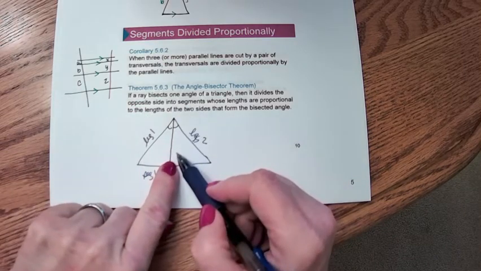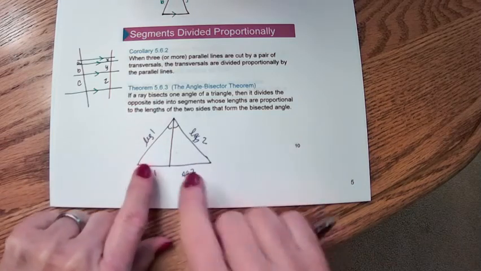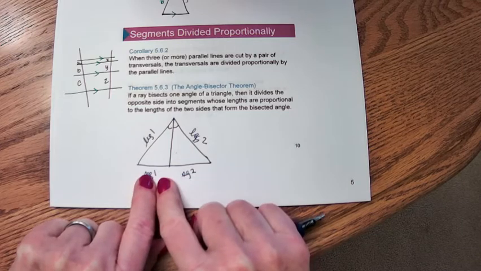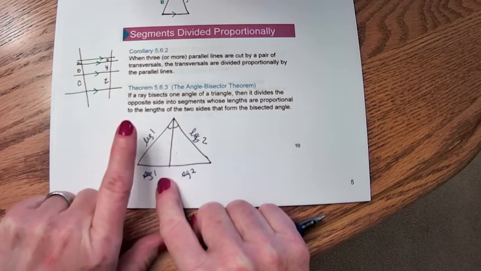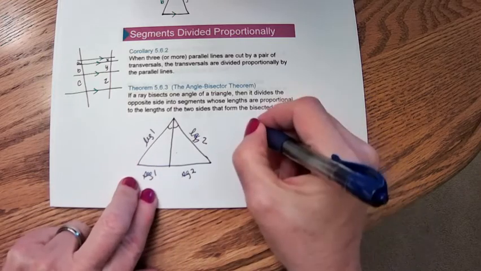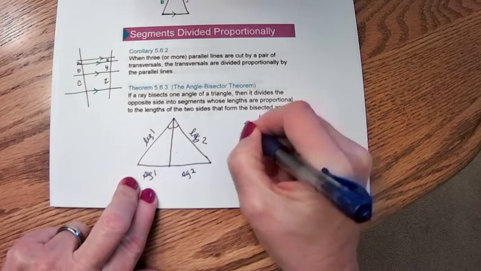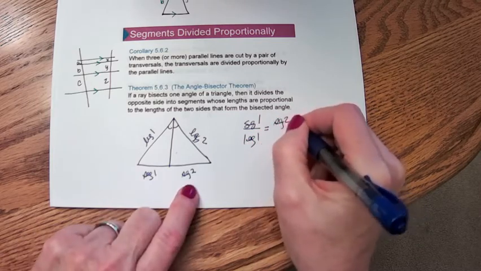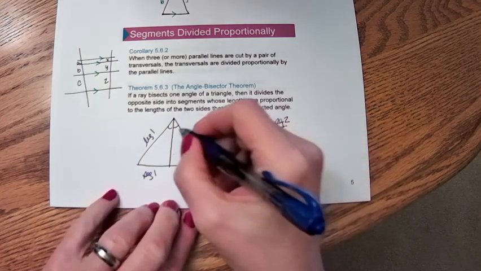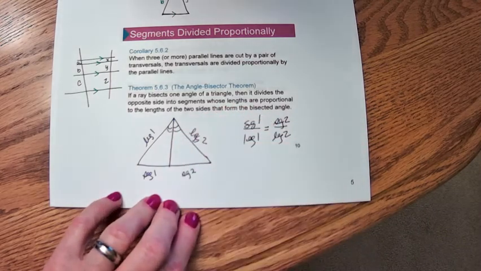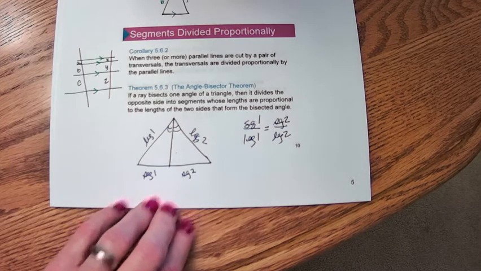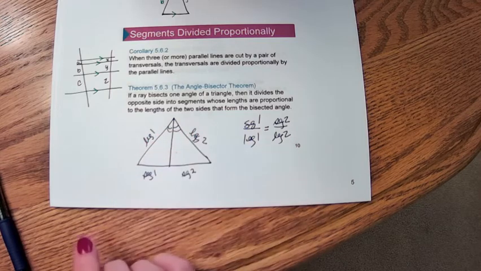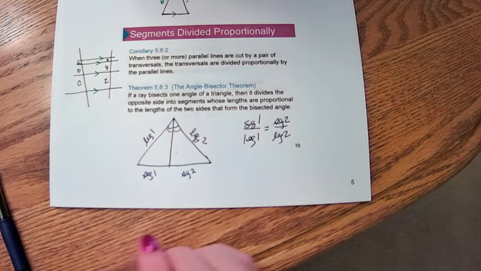So if a ray bisects an angle of a triangle, it divides the opposite side into segments whose lengths are proportional to the lengths of the sides that form the bisected angle. So that means segment 1 is to leg 1 is the same as segment 2 is to leg 2. And this is for an angle bisector. This is not an altitude, this is an angle bisector. So segment to the leg, segment to the leg, divided proportionally.